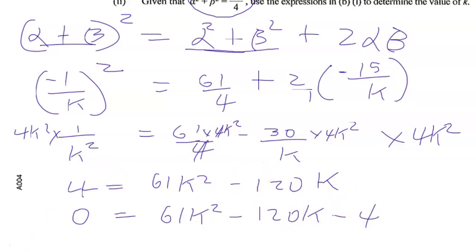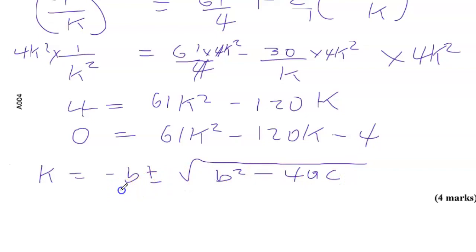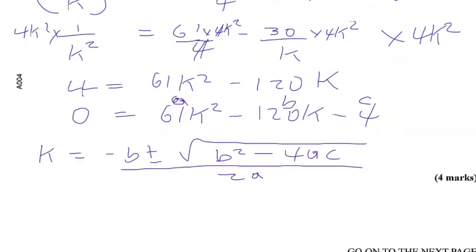And we need to solve this quadratic now. So we can use the quadratic formula. k is minus b plus or minus the square root of b squared minus 4ac all over 2a, where a is the k squared coefficient, b is the k coefficient, and the constant c there is negative 4. So we substitute these in the quadratic formula. So b is negative 120. So negative b is negative negative 120, that's positive 120.